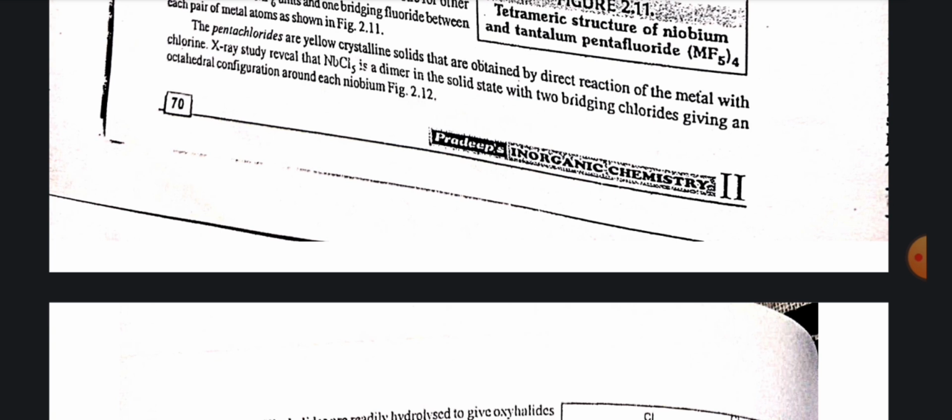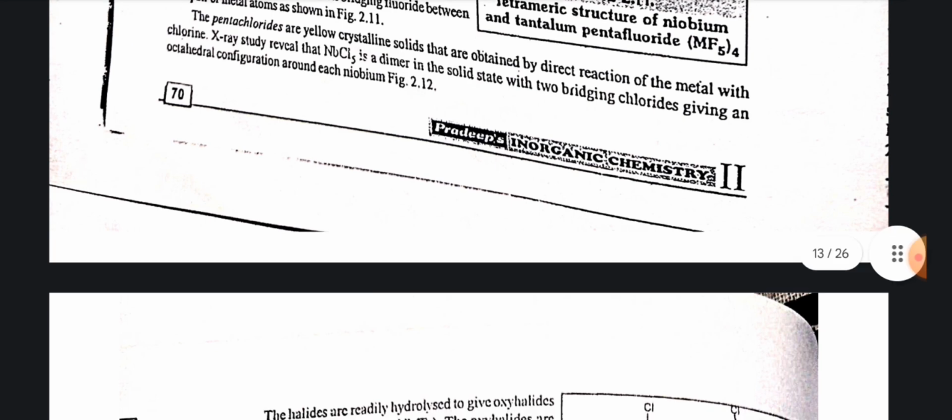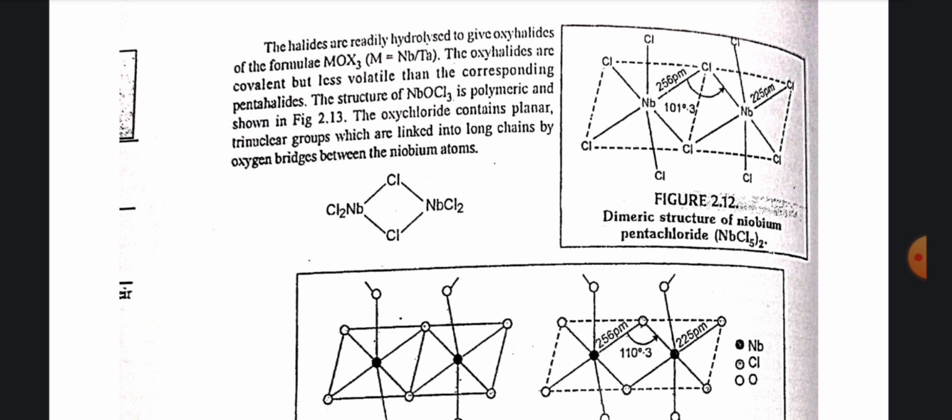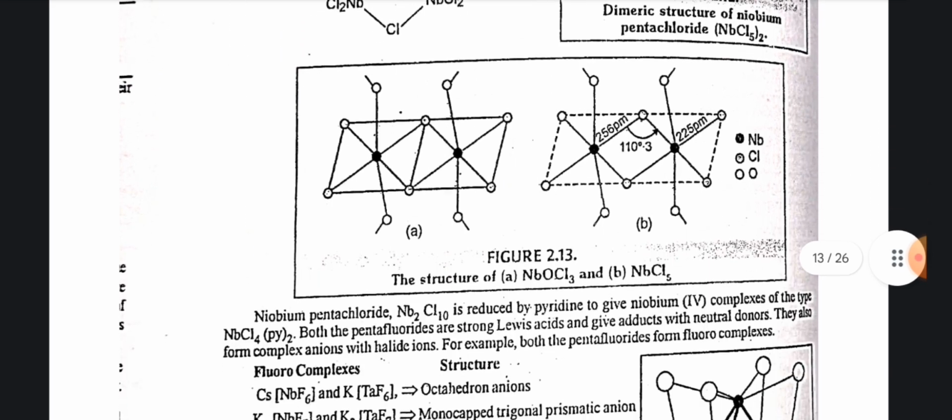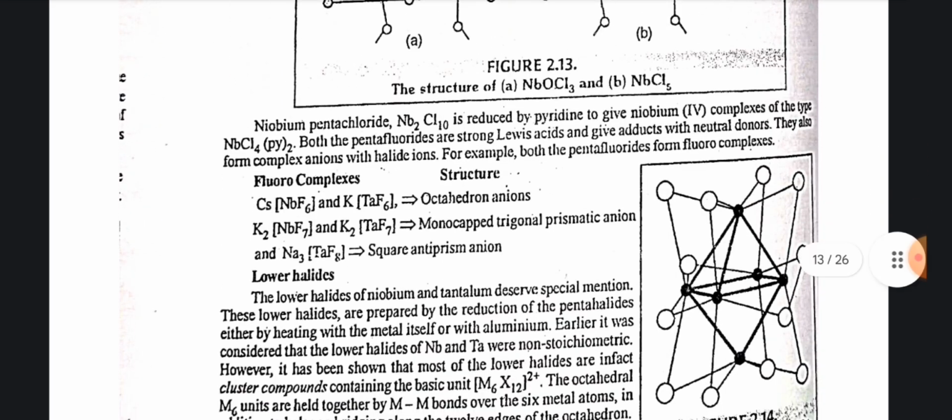X-ray study revealed that NbCl5 is a dimer in the solid state with two bridging chlorides, giving an octahedral configuration around each niobium. The halides are readily hydrolyzed to give oxyhalides of the formula MOX3. The oxyhalides are covalent but less volatile than the corresponding pentahalides. The structure of NbOCl3 is polymeric and shown in the figure. The oxychloride contains planar trinuclear units which are linked into long chains by oxygen bridges between the niobium atoms.